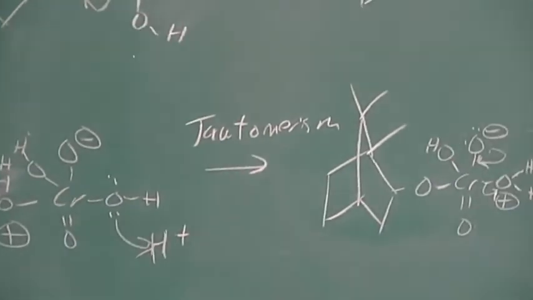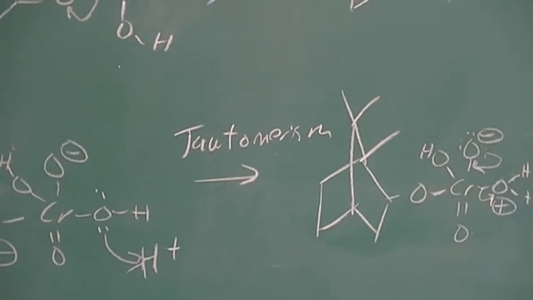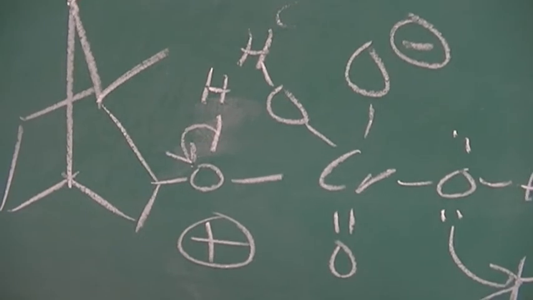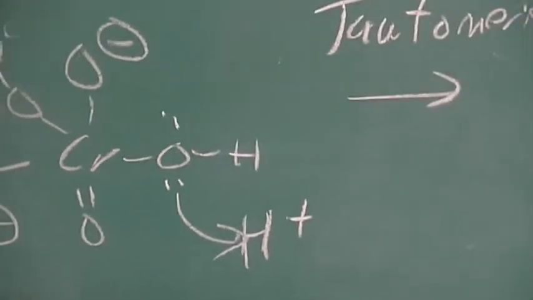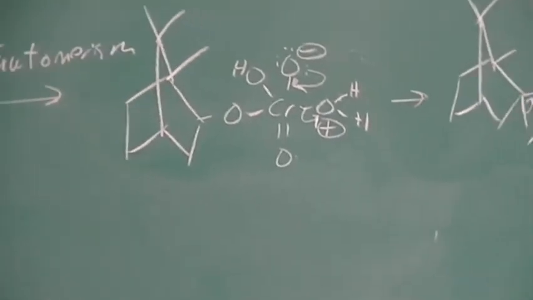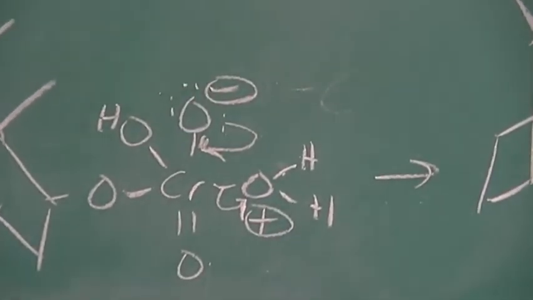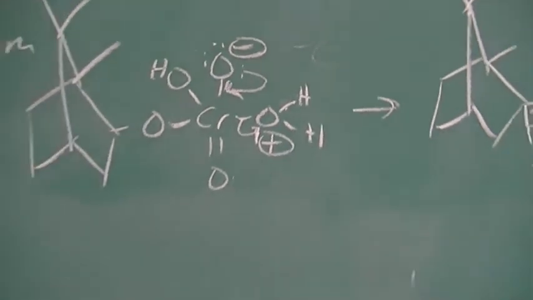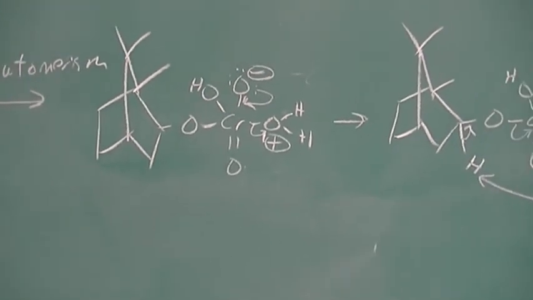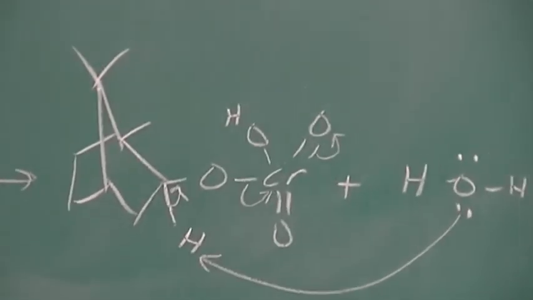So remember that a tautomerism is just going to move a hydrogen. And so we're moving the hydrogen from one oxygen in the structure to another oxygen in the structure, a tautomerism. And so now our O minus, the electrons come down and kick out water, which is a good leaving group. All right, and so then we have this structure.